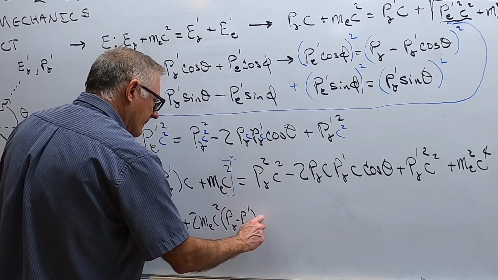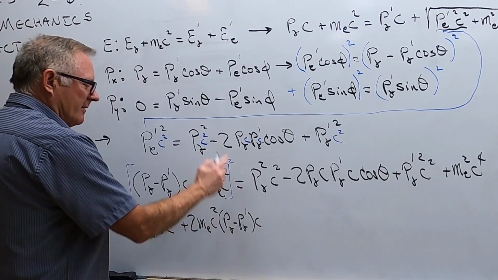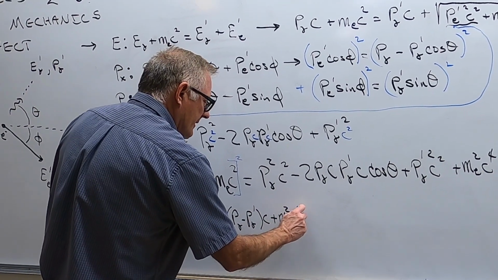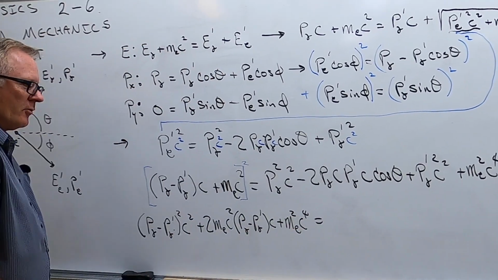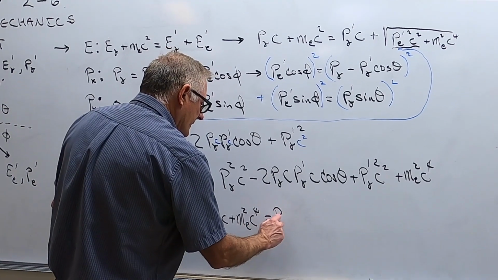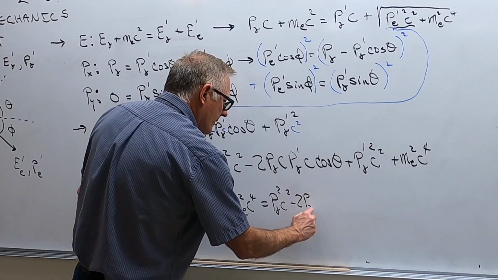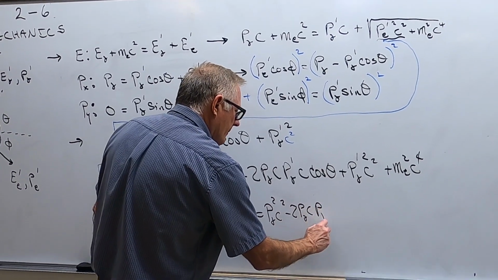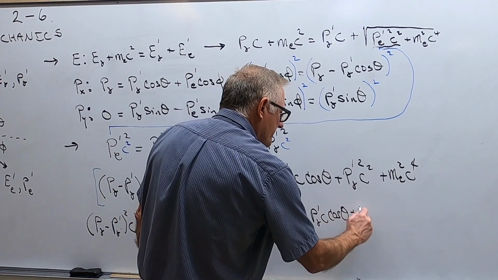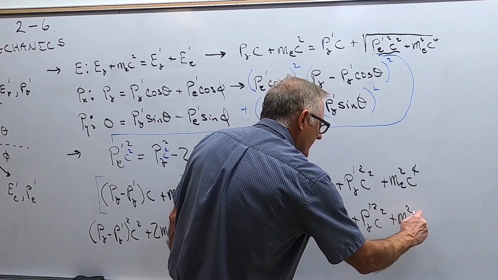plus this term, plus M squared C to the fourth, plus M sub E squared C to the fourth. And then on the right-hand side, I've got all those terms right here, which is P gamma squared C squared, minus 2 P gamma C, P gamma prime C cos theta, plus P gamma prime squared C squared, plus M E squared C to the fourth.